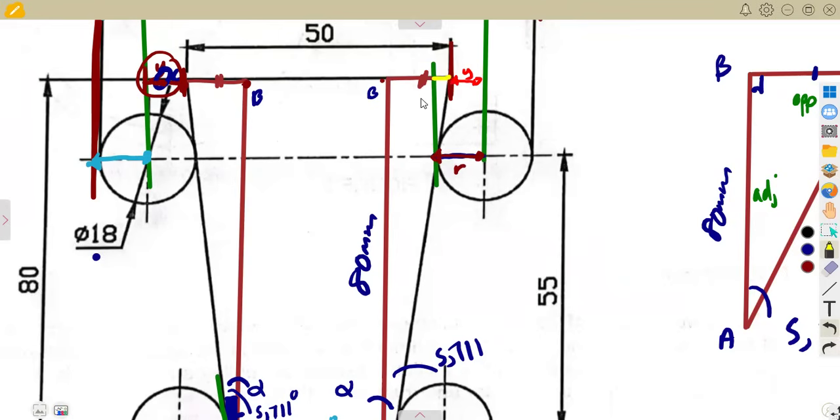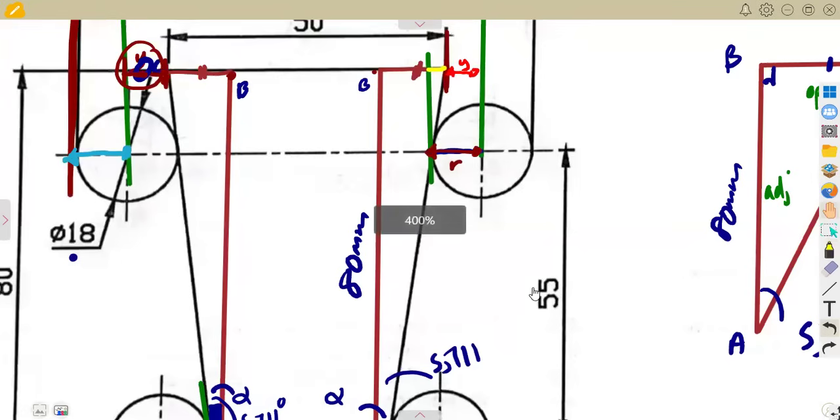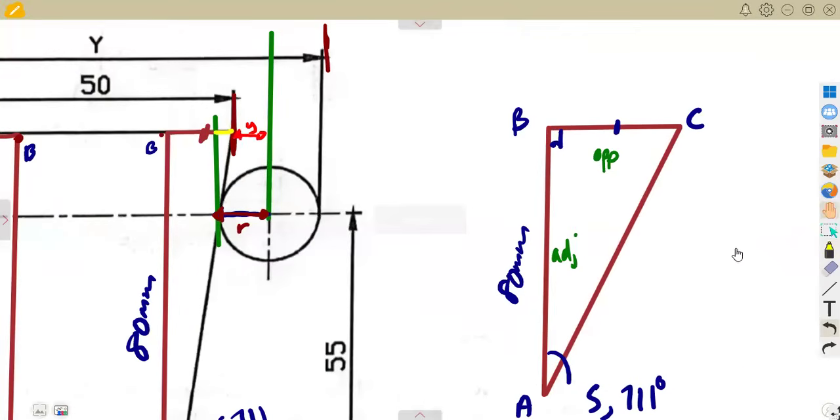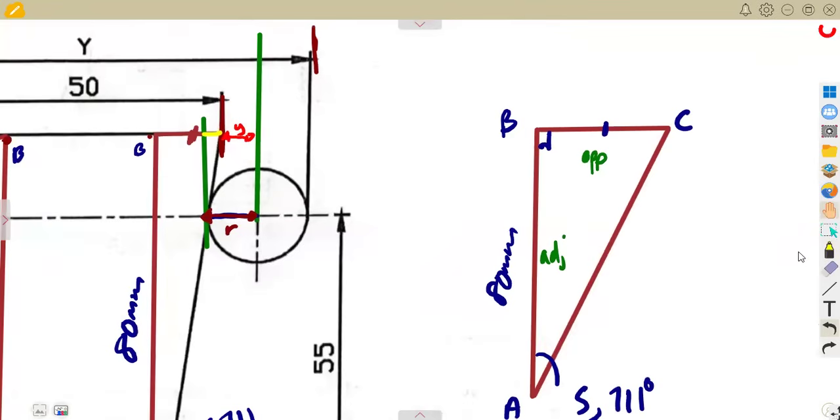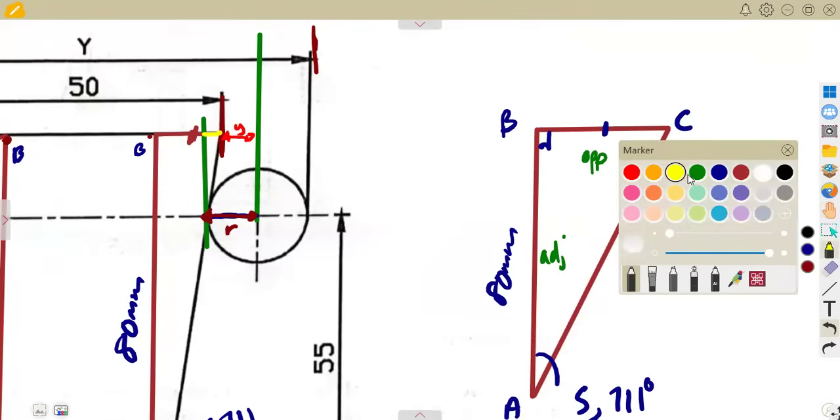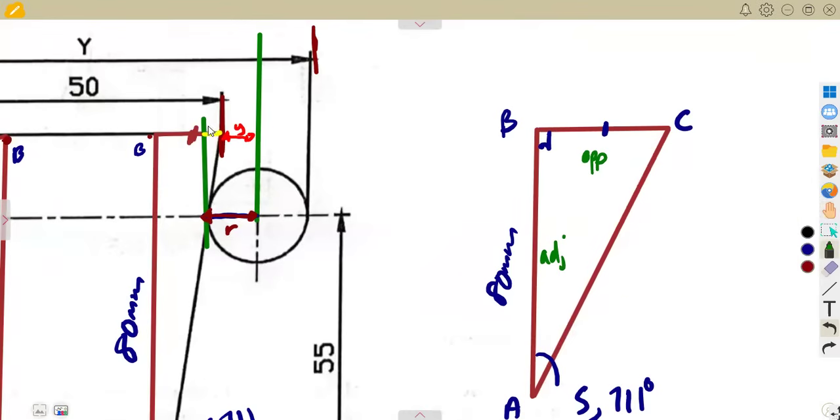So what are we going to call this distance? Because we do not even know this distance. So I'm just going to call this distance x. Do I have x? No, I don't have x. So I'm just going to let this smaller distance here be x, like this. So it means y is a combination of two things.